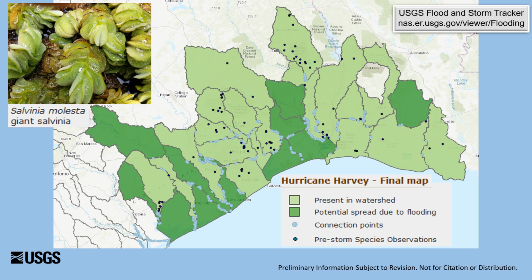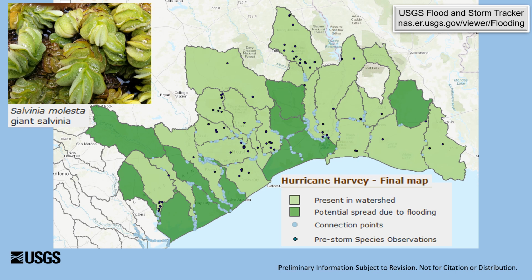And the connection points across watersheds here are these light blue dots that you see along the borders of the various HUC drainage lines. The dark dots are the occurrences of the species of interest. Here I showcase Salvinia molesta, which is an invasive species in the southeast, in Louisiana and Texas, particularly a priority species, and also a federally prohibited species as well.